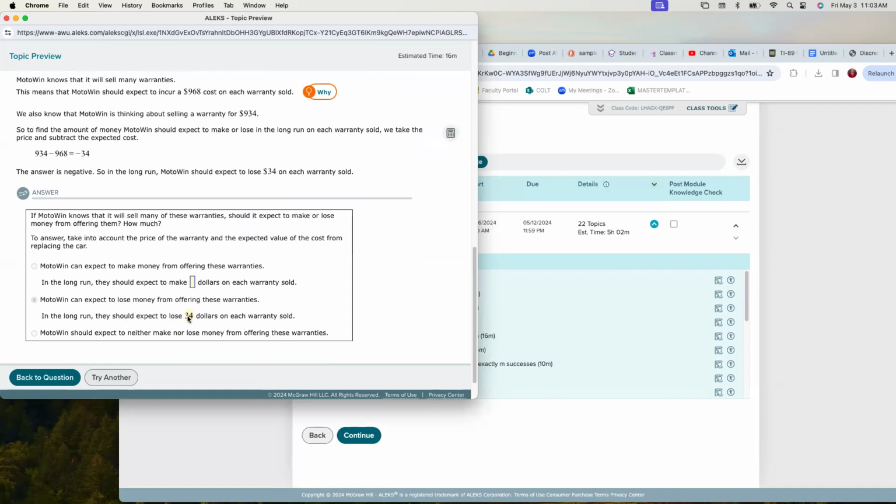In the long run, they're either going to break even. This is the break even response. So if this were, let's say, 0, then that's going to be a break-even point, or they'd expect nothing to happen. If they can expect to make money on this, well, if this were a positive 34, then obviously we would have picked this number and put in a 34 here. We're not putting in a negative because we're using the word lose. All right, so there you have it.